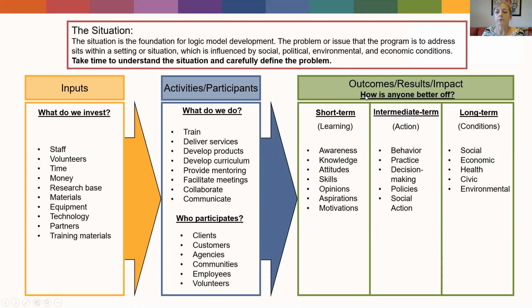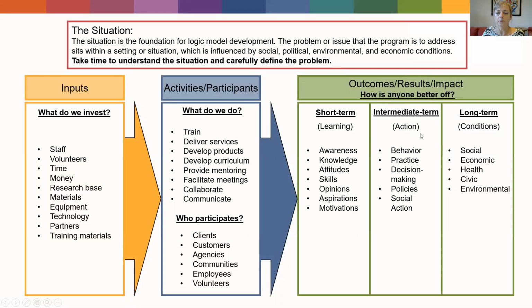And then we come to outcomes, results, or impact. I put all three of these in there. It's a language, and in this, we mean the same thing when we talk about outcomes, results, and impact. And basically, we're asking ourselves, how is anyone better off? That is how we determine the outcomes, results, or impact. So we have short-term impact, intermediate-term impact, and long-term impact.